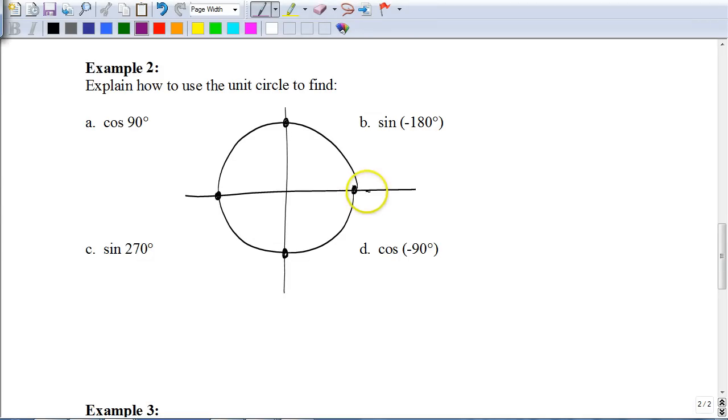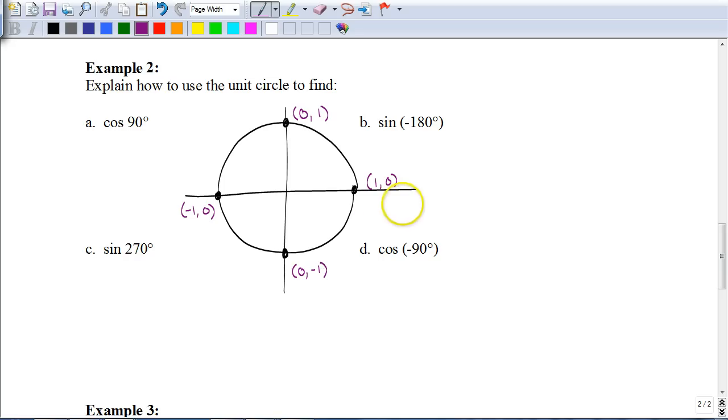So first off, remember we said that all of our rotations start over here at this point. So this is what we call the point (1, 0). This here would be the point on our y-axis, the point (0, 1). This point down here on our x-axis to the left of the origin would be the point (-1, 0). And this point down here on our y-axis would be the point (0, -1).